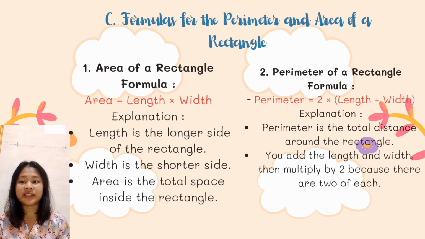The second, perimeter of a rectangle formula: perimeter equals 2 times length plus width. Explanation: perimeter is the total distance around the rectangle, and you add the length and width, then multiply by 2 because there are two of each.